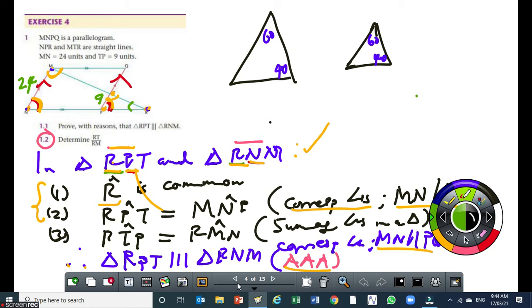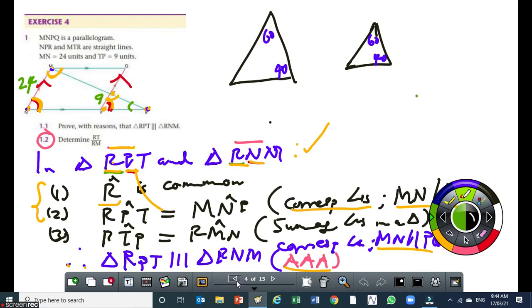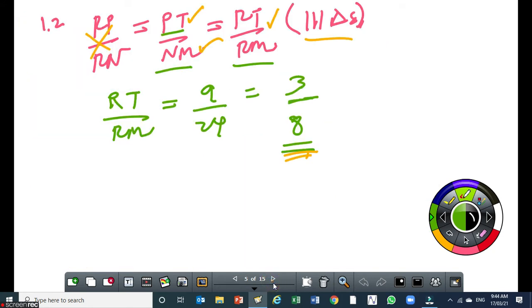Then TP is equal to what? To 9. So this is 9, that's 24. Furthermore, based on what we did yesterday, I found the ratio of RT over RM. That is RT over RM. I found that yesterday. You agree with me on that? So I can just take that. It was 3 over 8.